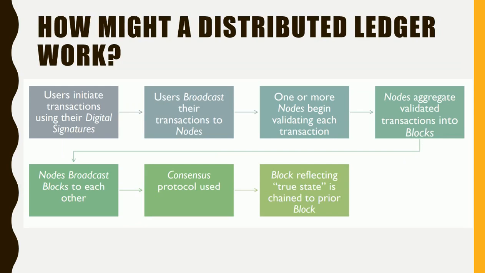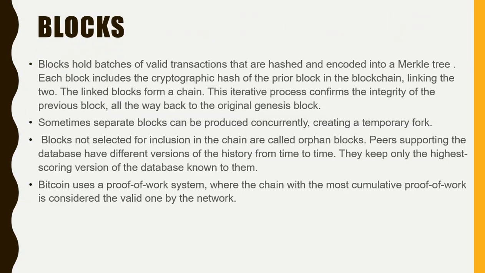So it starts with users initiating a transaction using their digital signature. Then the user broadcasts their transaction to nodes. After this, one or more nodes begin validating each transaction. Then the nodes aggregate validated transactions into blocks. Nodes broadcast blocks to each other. Then a consensus protocol is used. And after this, the block reflecting the true state is added to the prior block. This is how a distributed ledger works.